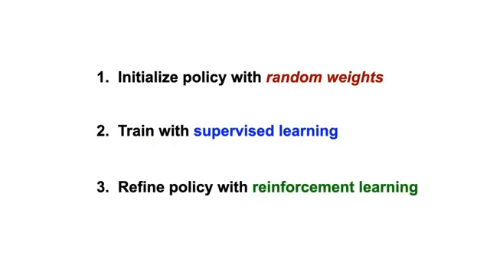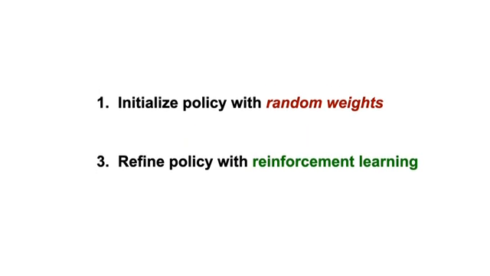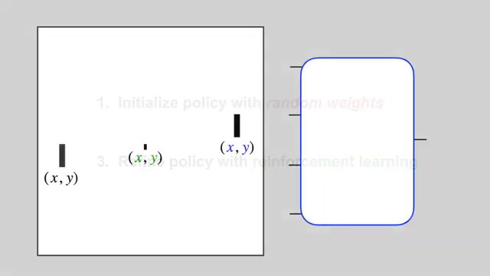To sum it up, here's the approach we've described so far. We'll start with randomly initialized weights. We then train with supervised learning and refine with reinforcement learning. Amazingly, we can skip the middle step and run reinforcement learning from random initial weights. It takes longer to train, but can still work for many problems. And we can do something even more amazing.